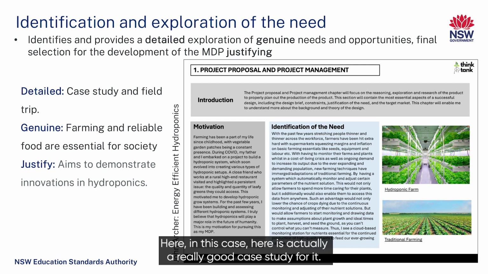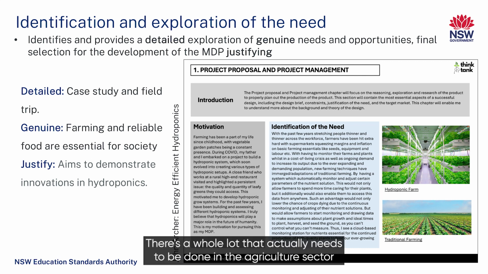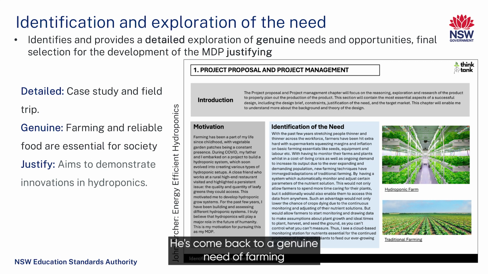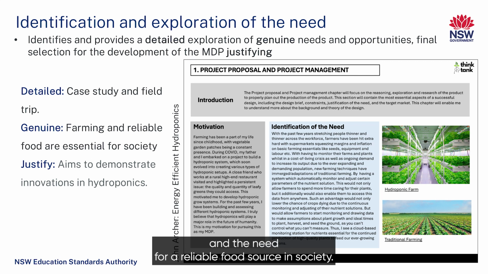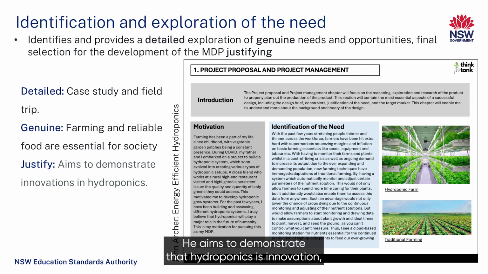It's quite important. Here, in this case here, is actually a really good case study for it. Why we need to actually think about what we're actually doing. Climate change, we're running out of room, we're running out of space. There's a whole lot that actually needs to be done in that agricultural sector that can help our lives. He's come back to a genuine need of farming and the need for a reliable food source in society. Then he's actually justified it. He aims to demonstrate that hydroponics is innovation and it can actually do some good for our society.